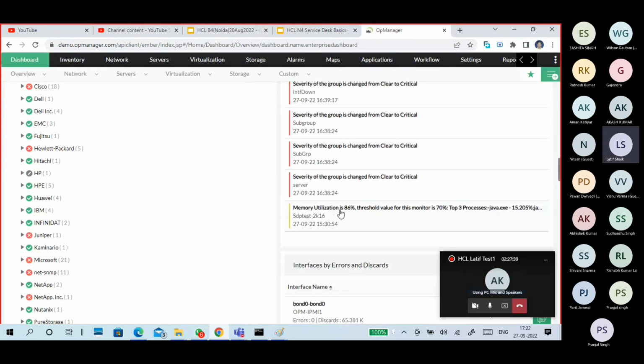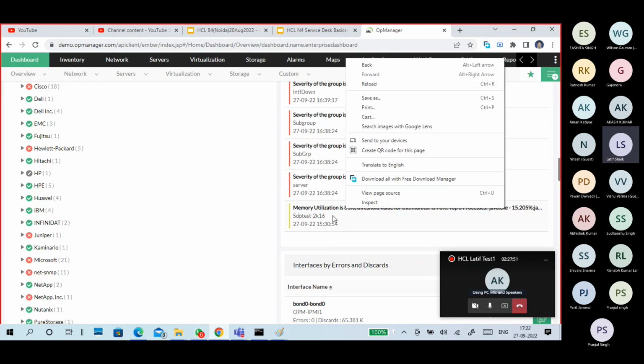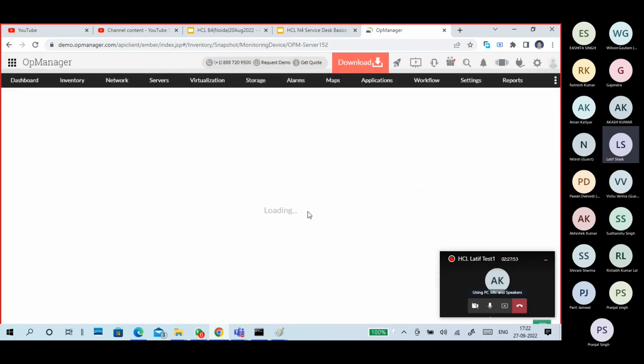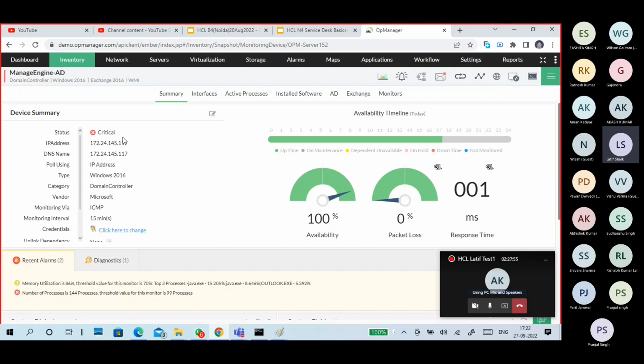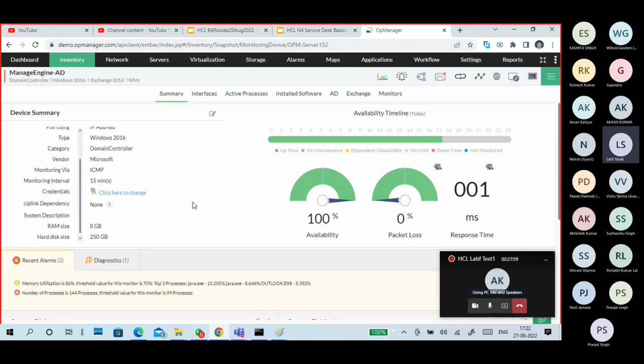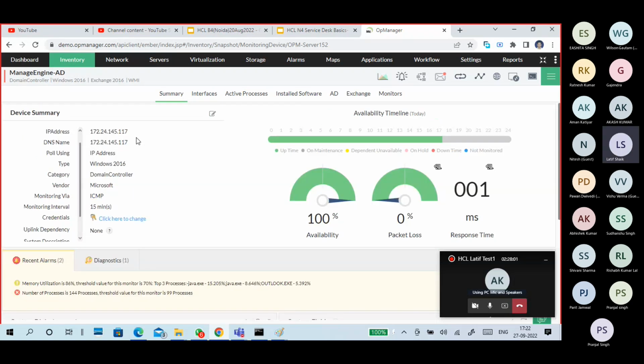Memory utilization is 86%. The threshold value for this monitor is 70%. Top 3 process: java.exe 15.06. If you want, you can try to open. Can I open this one? Yes. See where it occurs. Their information we are able to get here.